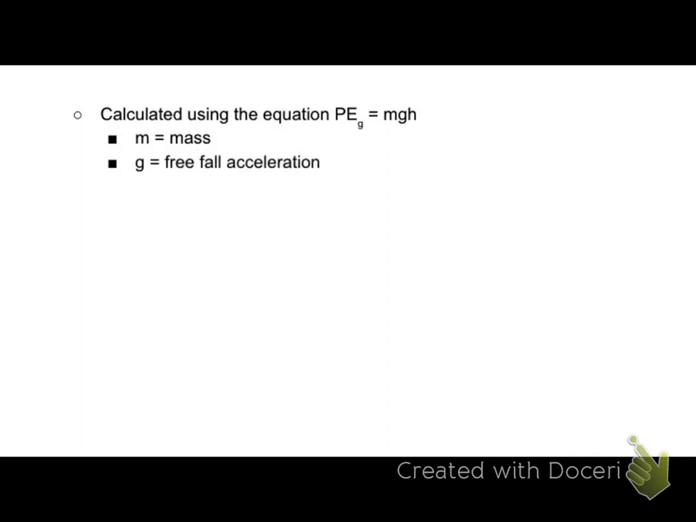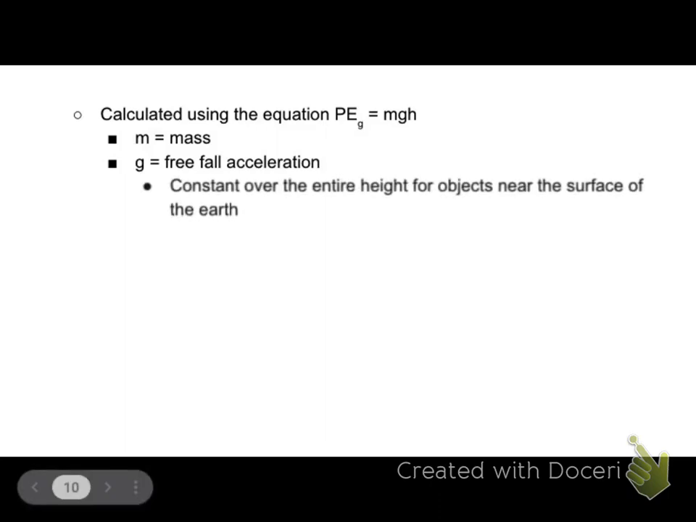We calculate potential energy using this equation. In this equation, m is the mass of the object, g is free fall acceleration, 9.81 meters per second squared, which is constant for objects near the surface of the Earth. As long as you're within our atmosphere, this should be your acceleration. And then h is going to be your height.